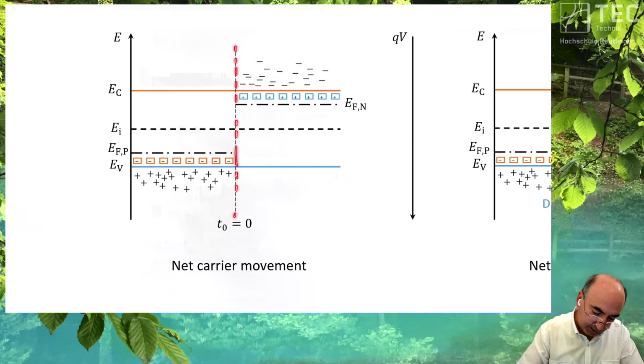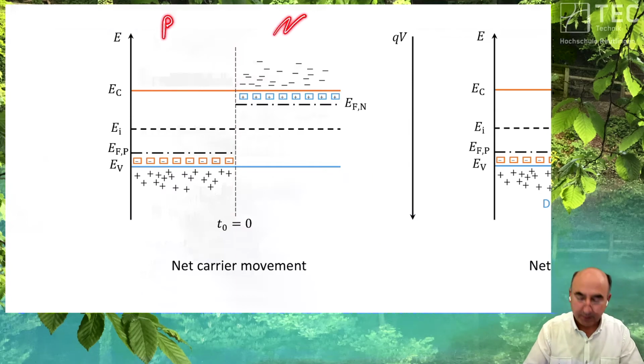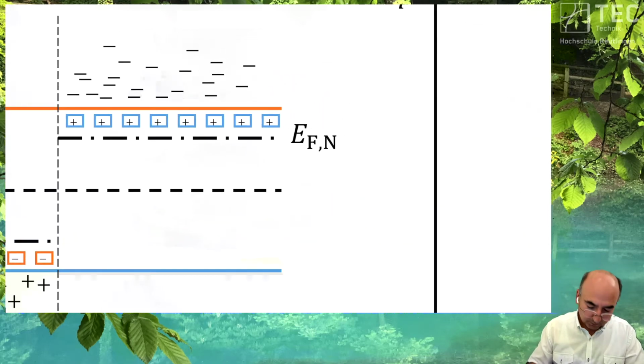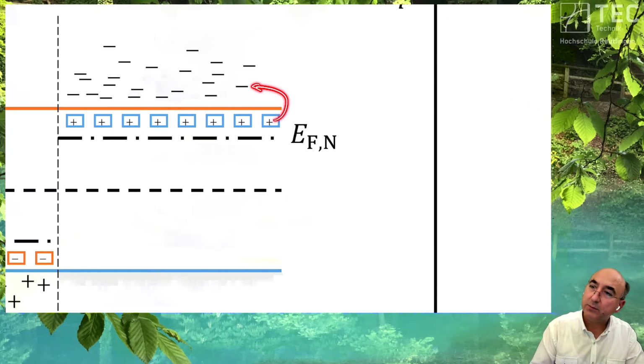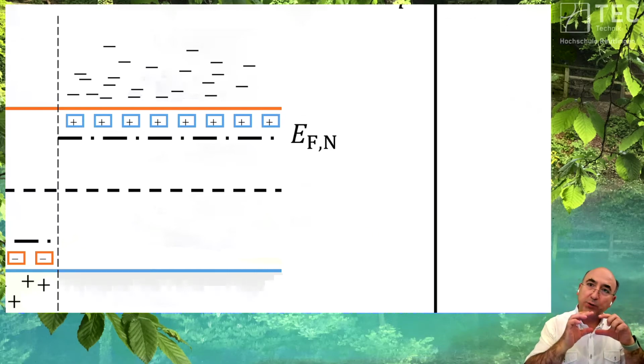We have the interface. Here we have the p-type, and here we have the n-type semiconductor. Let's look at the n-type semiconductor. We have here the phosphorus atoms. They have donated their electrons, and their energy level is just below the band edge. But they are in the box. They are bound to the lattice.